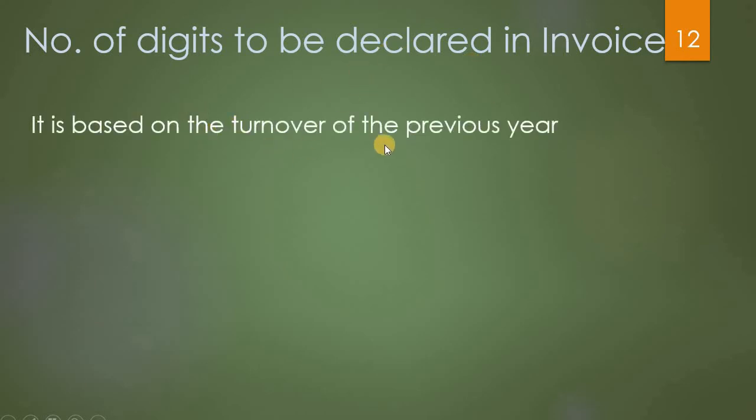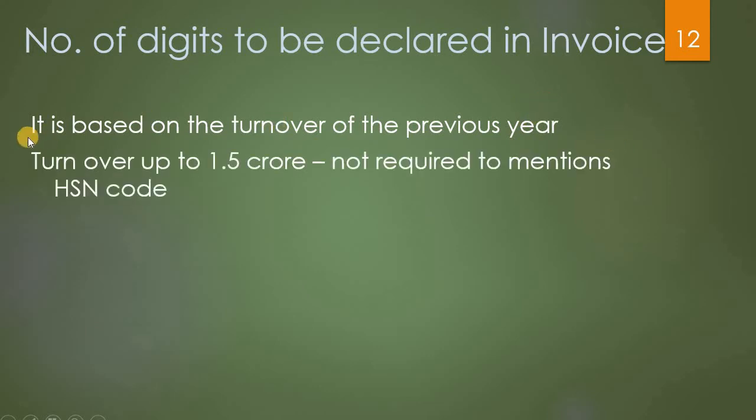So it is based on the turnover of the previous year. So what happens if the turnover is up to 1.5 crore? That means your turnover is not more than 1.5 crore. Then you need not mention the HSN code at all. There is no compulsion that you have to mention the HSN code.